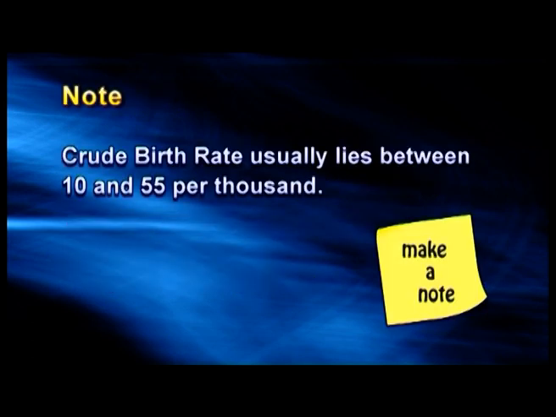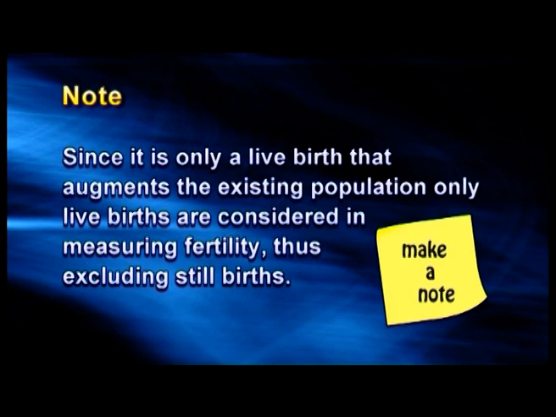Note a point. Crude birth rate usually lies between 10 and 55 per thousand, since it is only a live birth that augments the existing population. Only live births are considered in measuring fertility, thus excluding stillbirths.